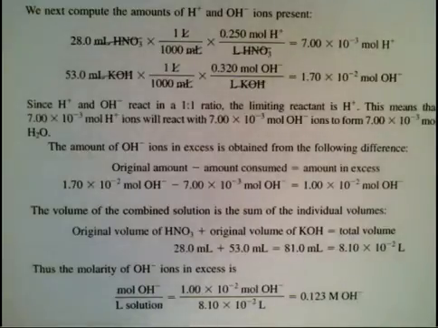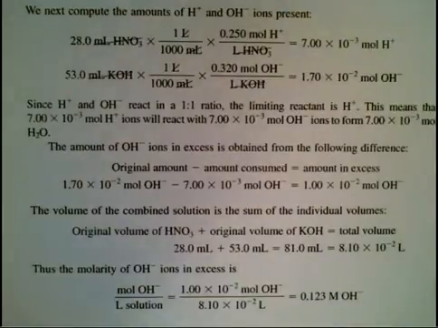This means that 7.00 times 10 to the negative 3 moles of H+ ions will react with 7.00 times 10 to the negative 3 moles of OH- ions, again, according to the balanced net ionic equation, to form 7.00 times 10 to the negative 3 moles of H2O.